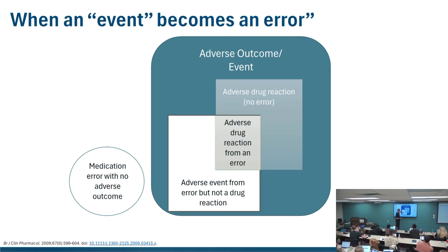So again, going over here, the overlap is adverse drug reactions that are from an error. This is the worst part right here. This is the example. If I have this allergy, it's on my profile, everyone should have known it. I'm in a hospital and they give me Bactrim, and I then go into anaphylaxis. That is the center part here. They should have known, and it caused harm to me.